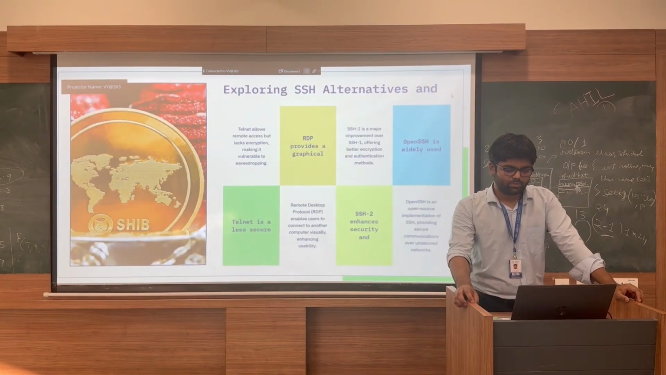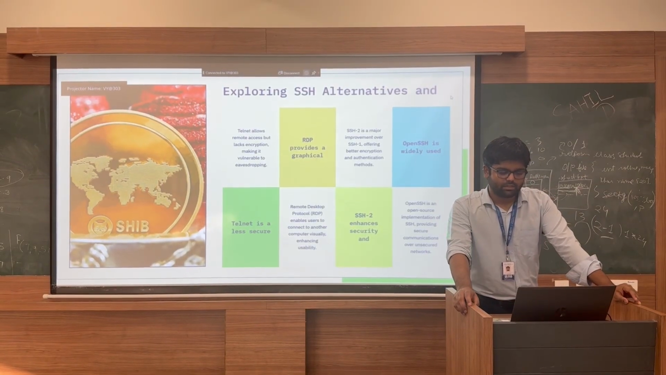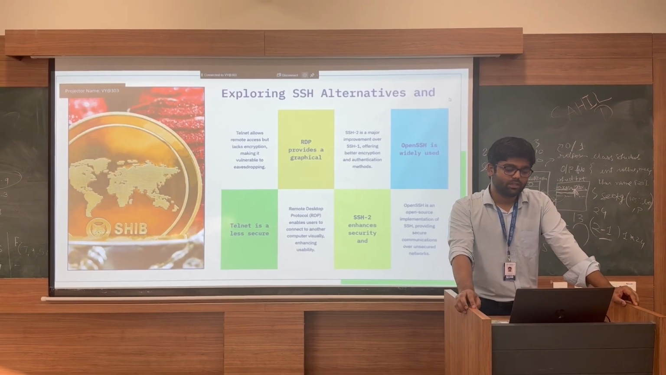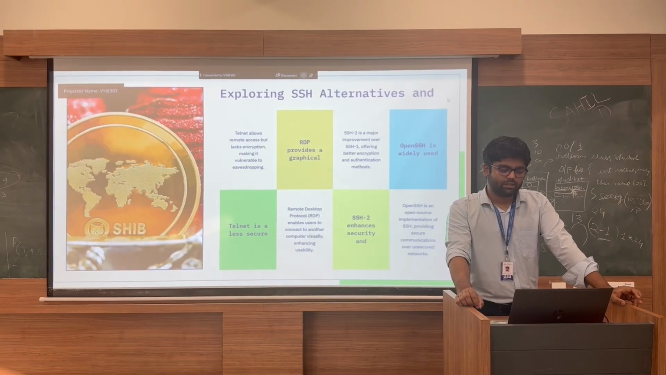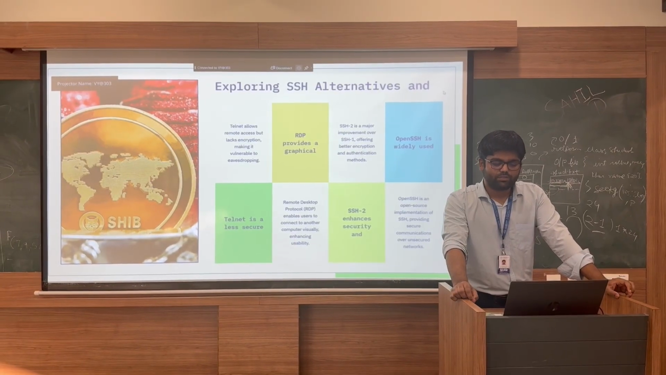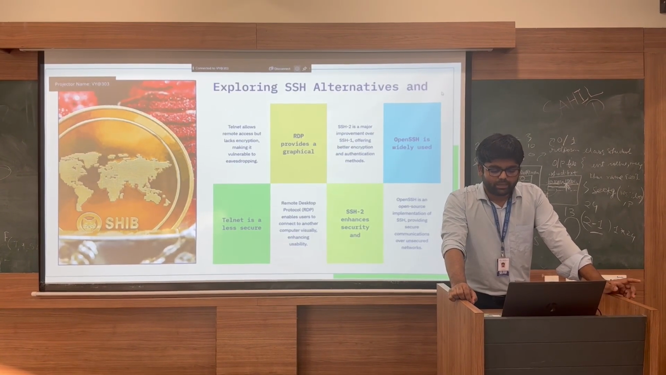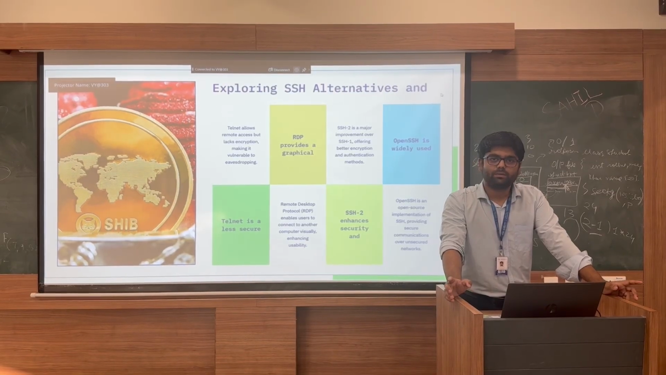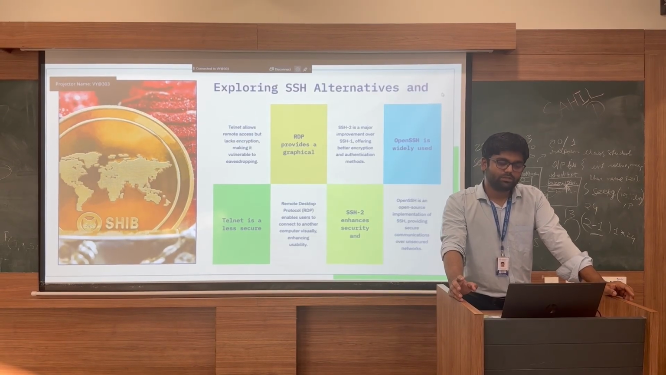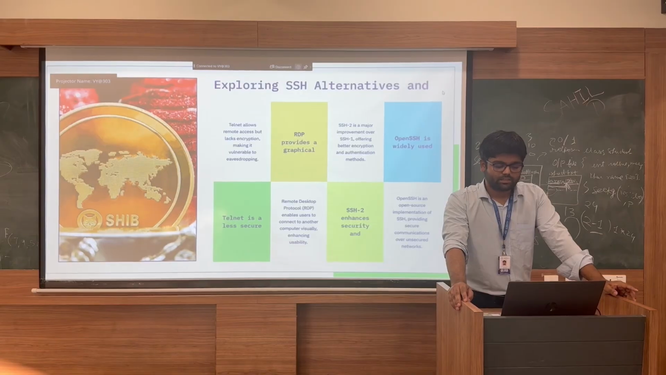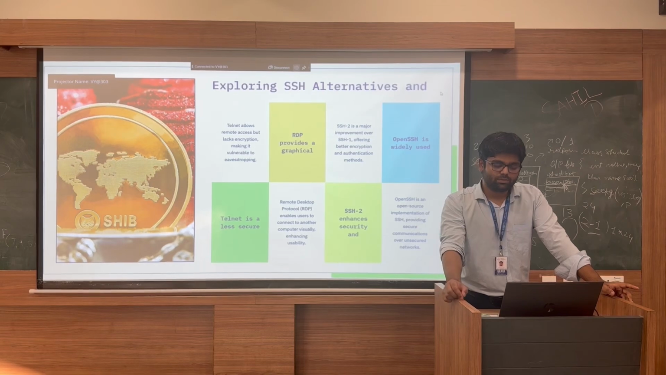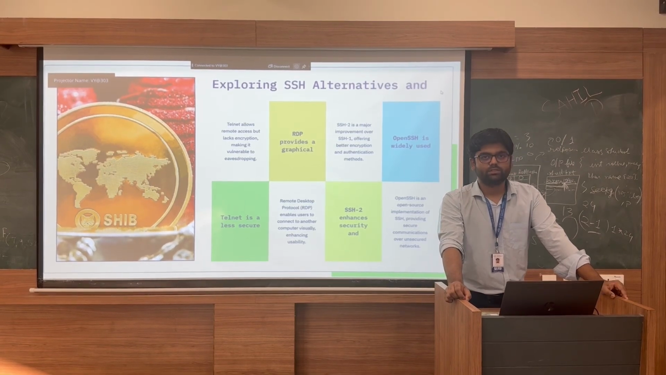And after that, we'll be going through some SSH alternatives. Some alternatives include Telnet, which allows remote access but lacks restrictions. There is RDP, which provides a graphical interface for users. SSH2, which is a major improvement over SSH1, offering better encryption and authentication methods. OpenSSH, which is widely used and is the most popular form of SSH. Telnet is less secure, while RDP enables users to connect with another computer visually, enhancing visibility, but SSH2 enhances security. OpenSSH, an open source implementation of SSH, provides secure communications over unsecured networks.